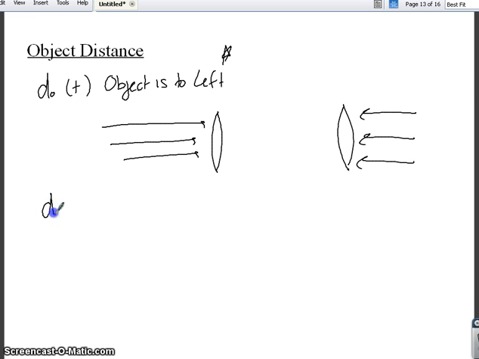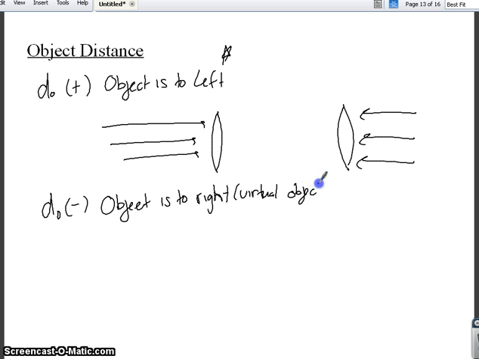DO is going to be negative if the object is to the right, also known as a virtual object. I'm going to get into this in the next video on lenses in combination, so you can ignore this one for now. That is a very unlikely situation. Almost always DO is going to be positive, just like with mirrors. I'll show you an example of this in the next video.